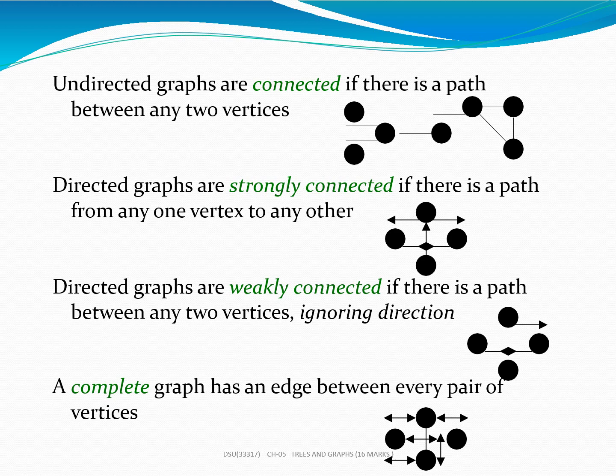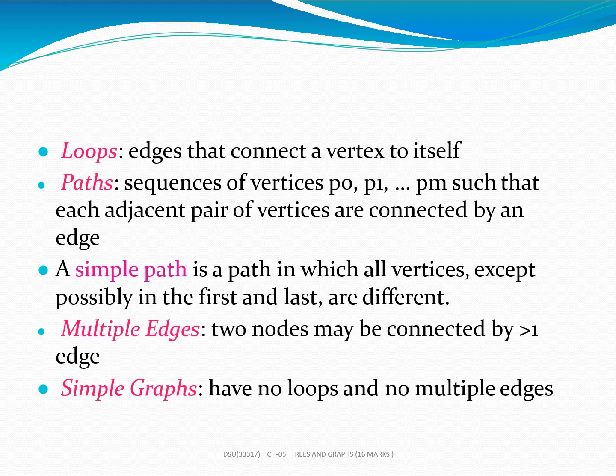Directed graphs are weakly connected if there is a path between any two vertices ignoring direction. A complete graph has an edge between every pair of vertices. Loops are edges that connect a vertex to itself.